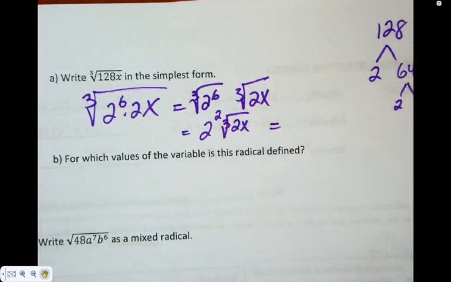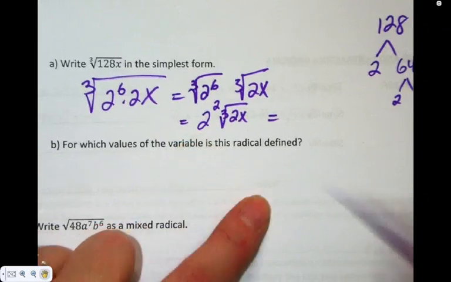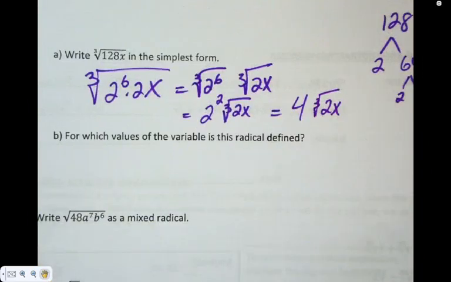And now I just need to finish by simplifying. We would never leave 2 to the 2. We would write it as its normal number. What's 2 to the 2? And the crap that's left. There's simplifying a radical that's a cube root and has a variable.